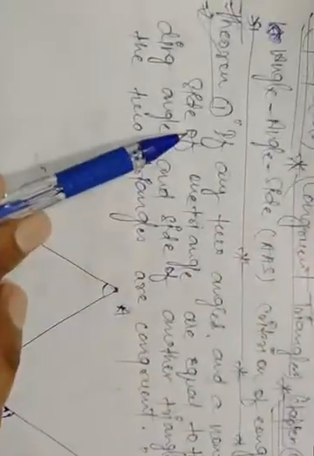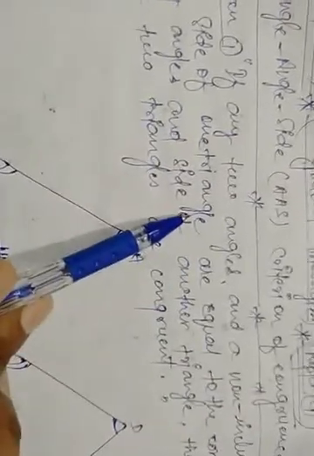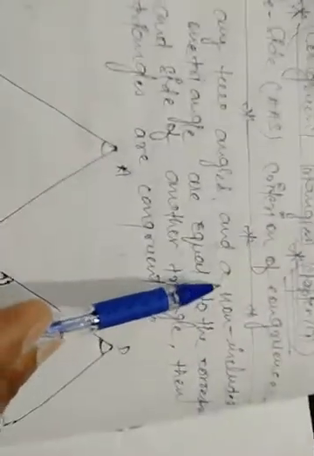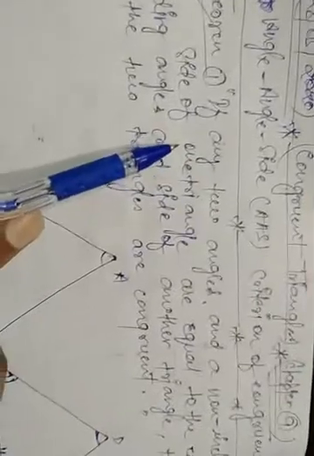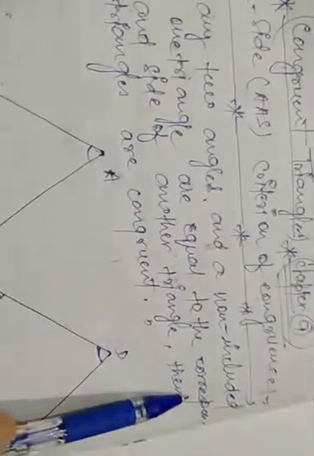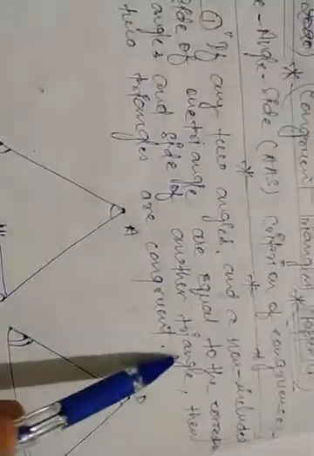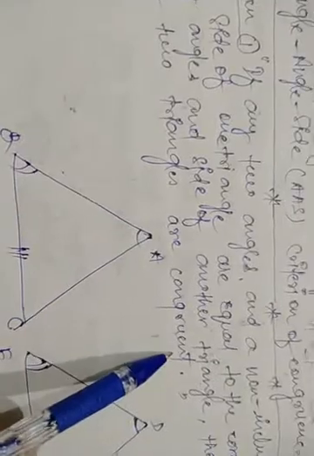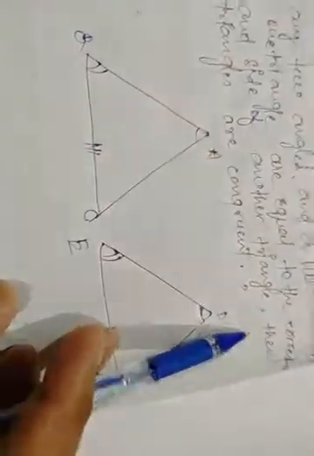If any two angles and a non-included side of one triangle are equal to the corresponding angles and side of another triangle, then the two triangles are congruent to each other. This is your theorem. Let's see the figure.